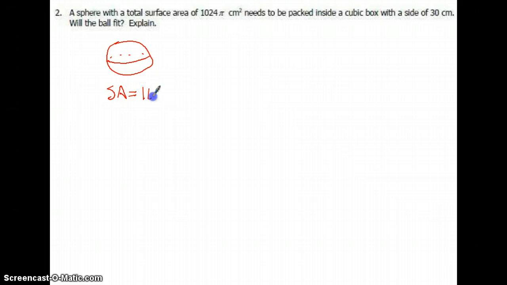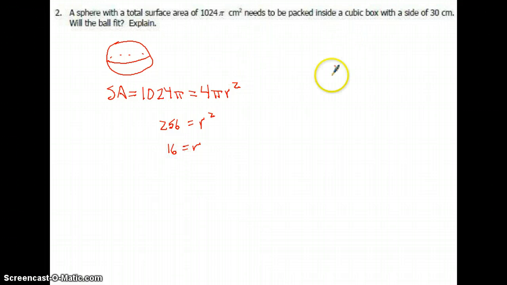of 1,024 pi. Well, immediately you've got to figure out that they're probably going to ask you for the radius, or you're going to want to know what the radius is. So if that's true, then divide off the 4 pi. 1,024 divided by 4 is a nice number. It's 256. Oh, there's a 256. This is why we like 256, because it's a square number. The radius of that thing is 16.